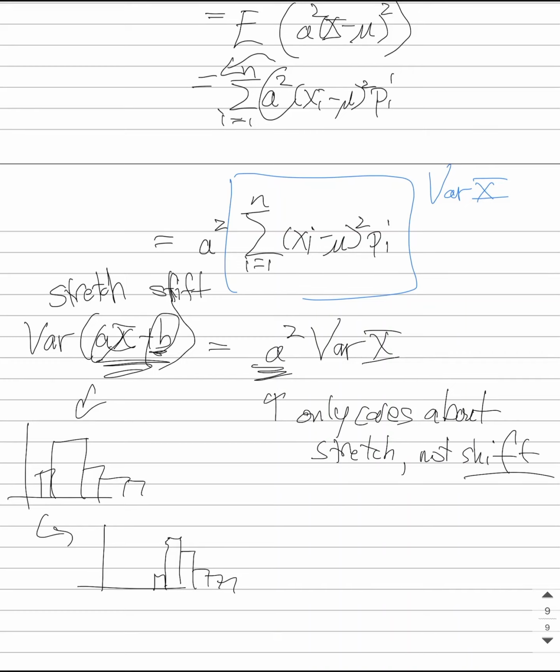And that kind of makes sense, right? If you slide a variable or a graph left and right, you haven't changed its spread. All you've done is just changed its location. So its variance shouldn't change. But as soon as you start stretching it, then you've changed the relative position of all the outcomes relative to the mean. So that does say that you would get some difference in terms of the variance.